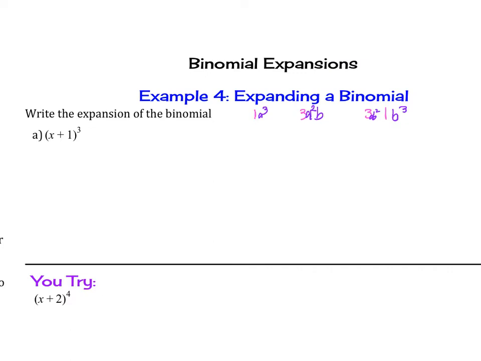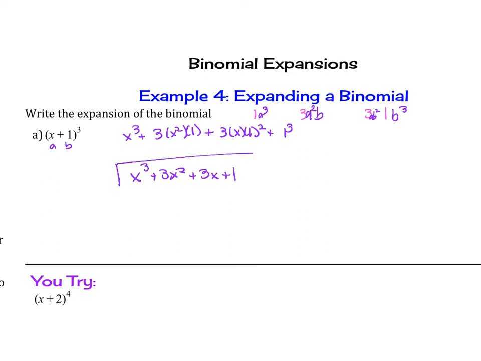And we add those together. So this is our a, this is our b. And so this becomes x cubed plus 3 times x squared times 1 plus 3 times x times 1 squared plus 1 cubed. So to simplify this, this is x cubed plus 3x squared plus 3x plus 1.